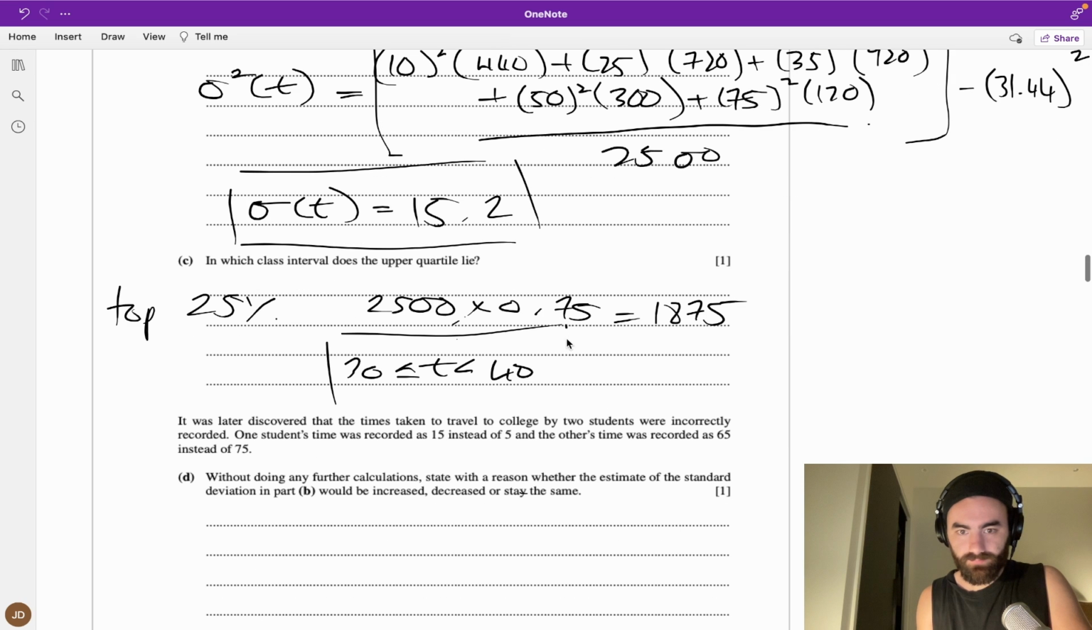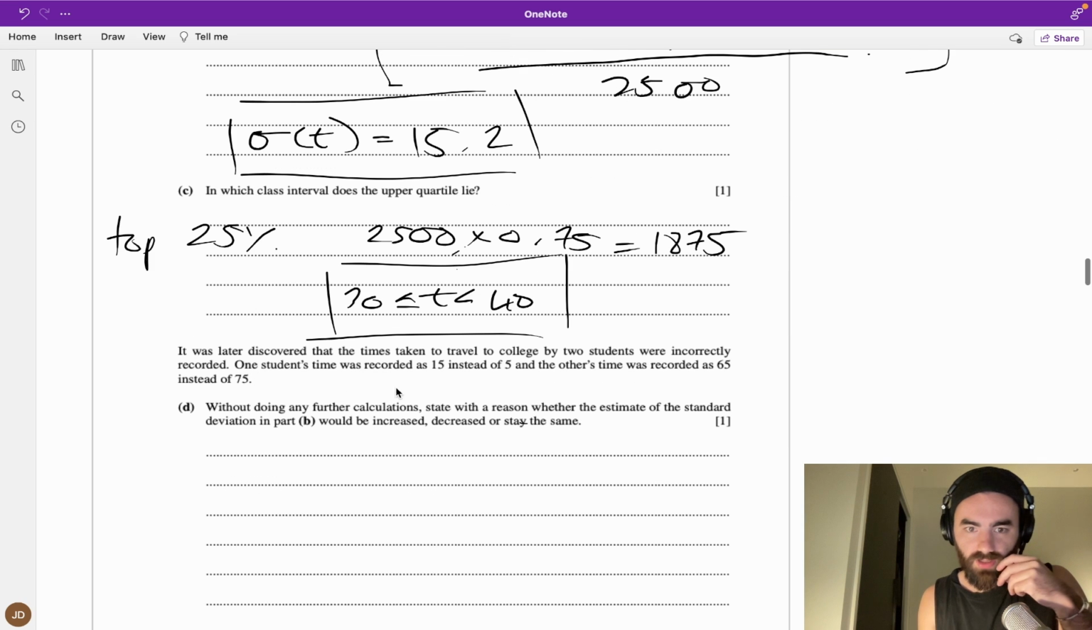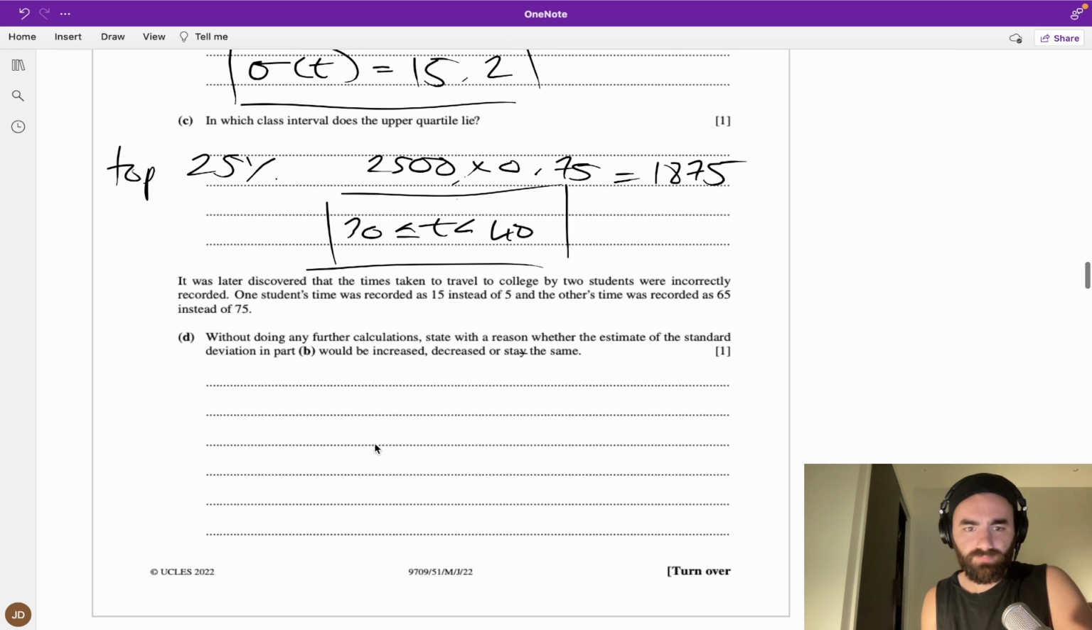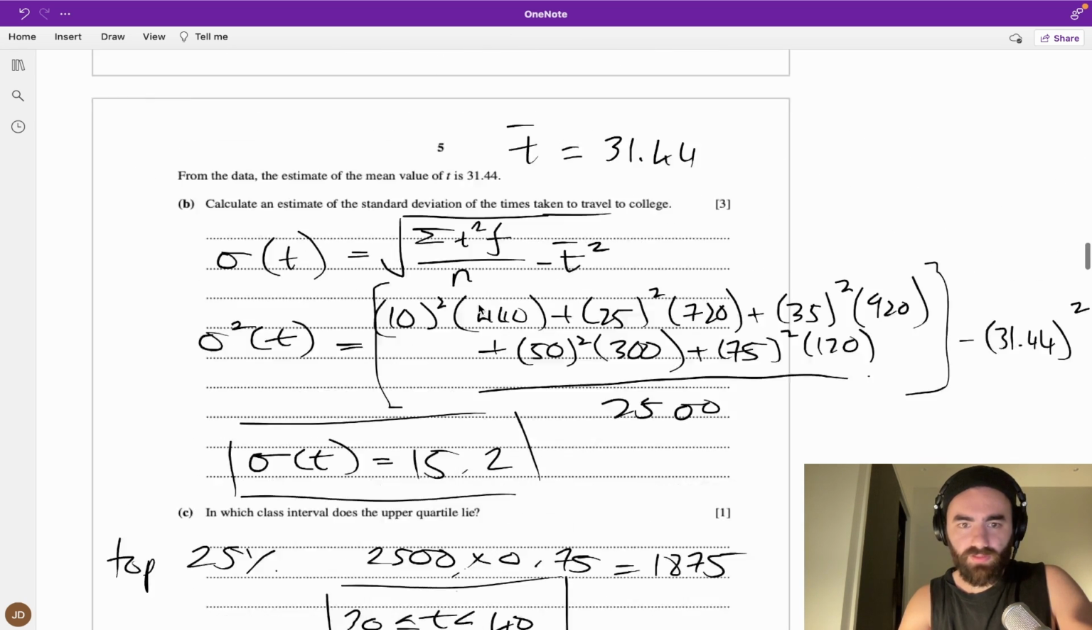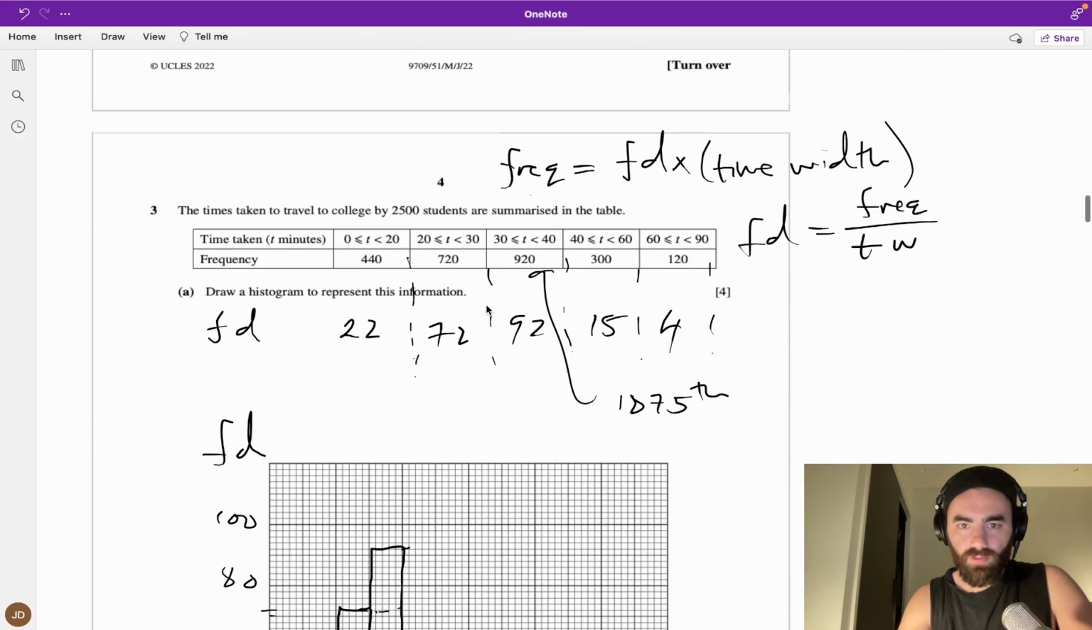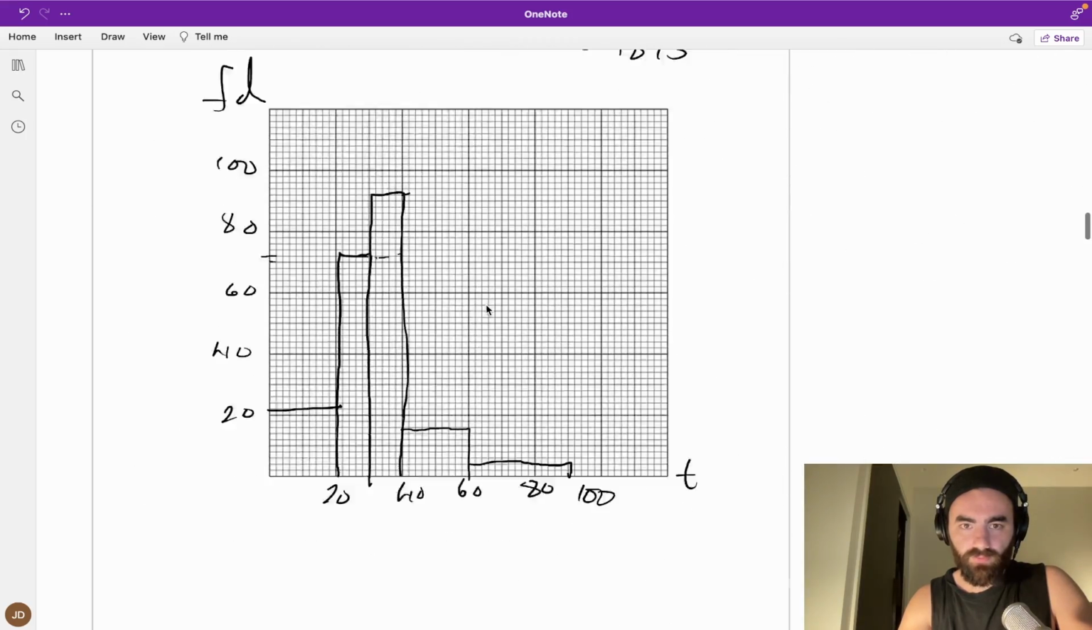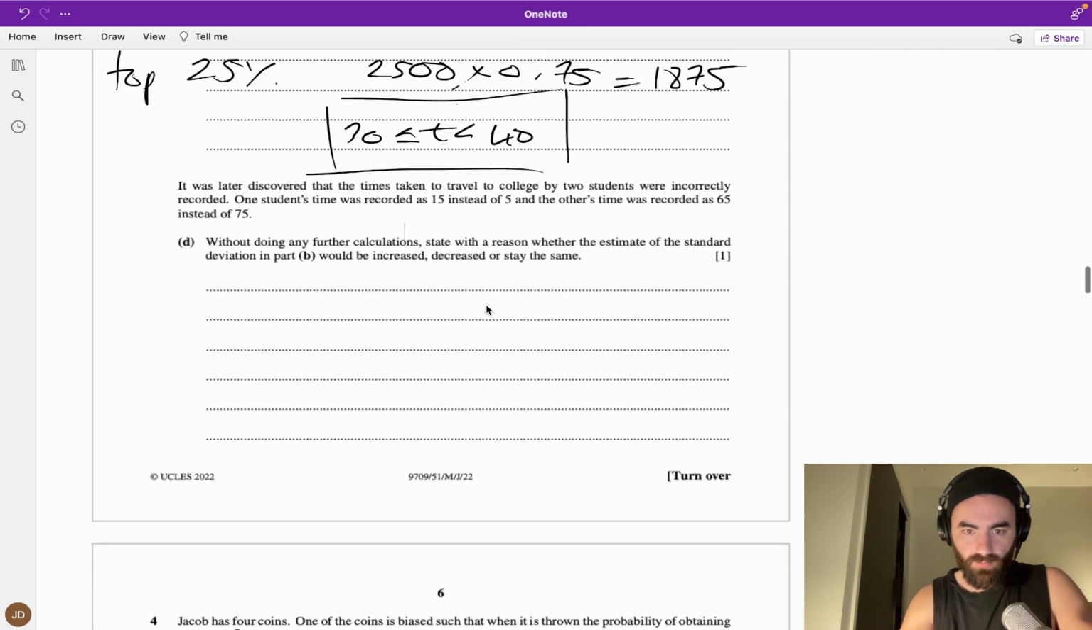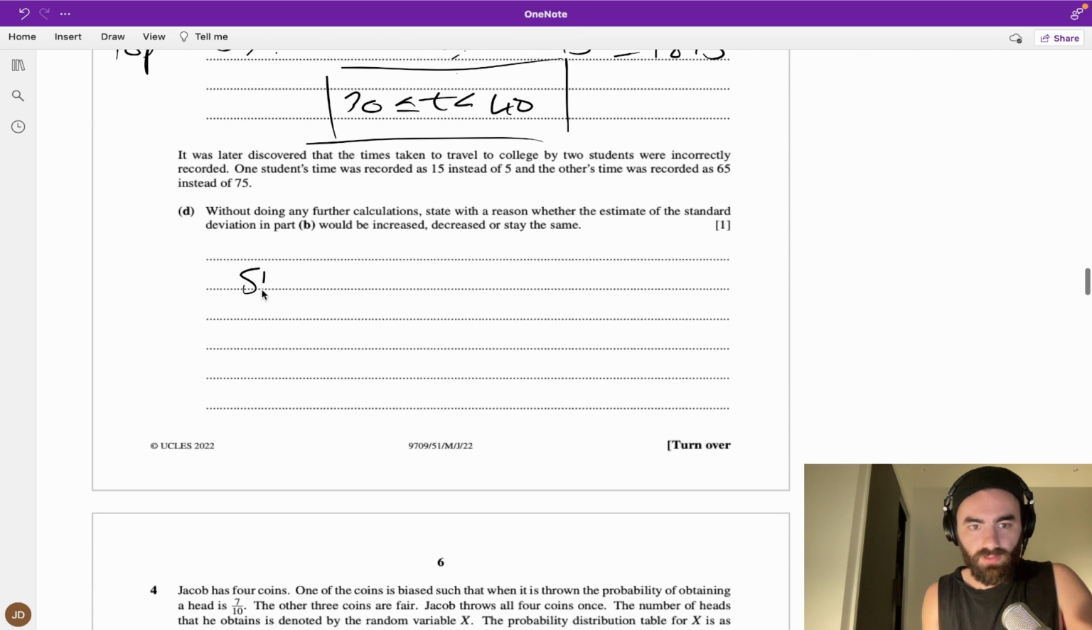It was later discovered that the times taken traveling to school for two students were incorrectly recorded. One student was recorded as 15 instead of 5, and the other was recorded as 65 instead of 75. Without doing any further calculations, state whether the estimate of the standard deviation from part B would increase, decrease, or stay the same. Well, it's going to stay the same, no?